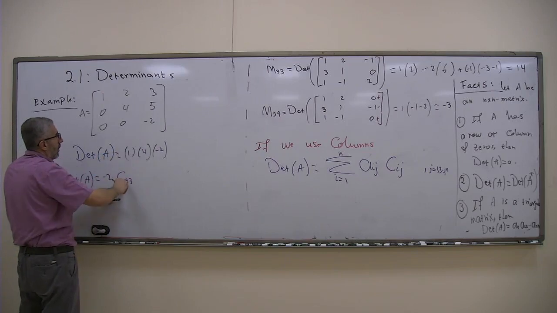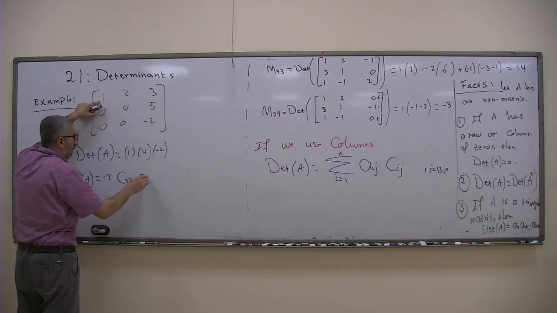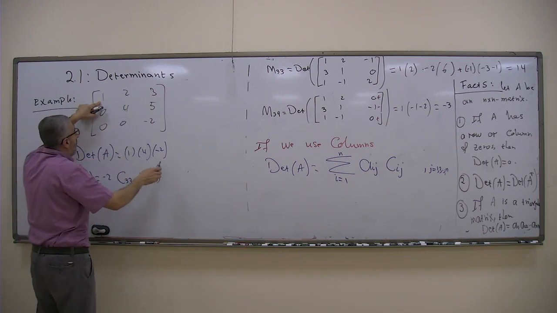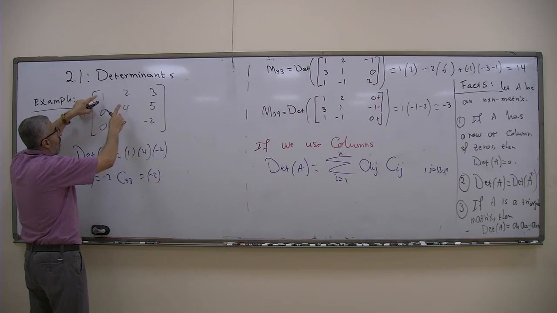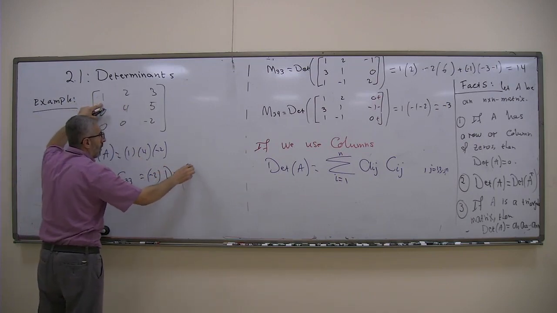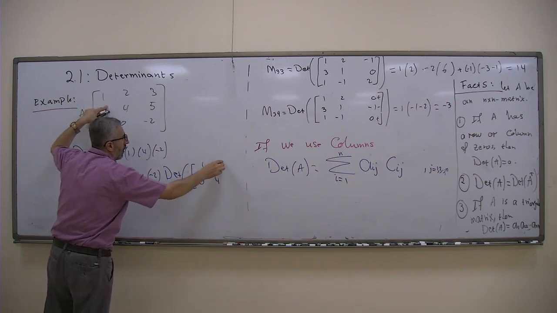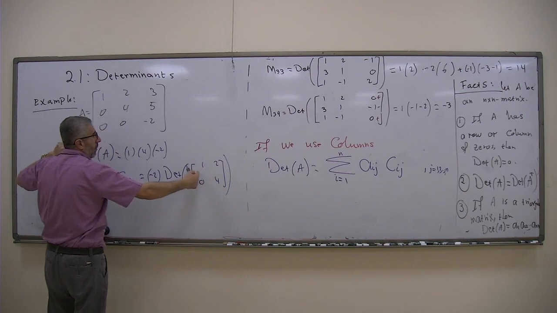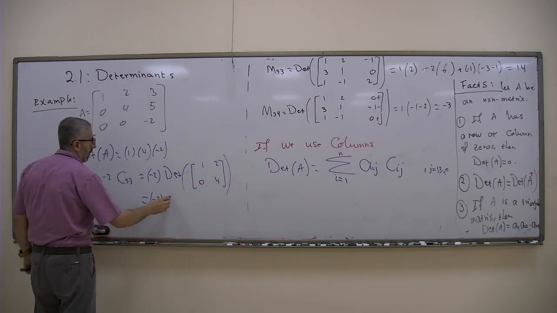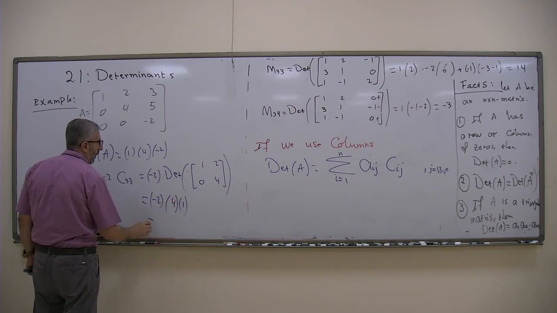This is C33. You cover this, you cover this. So that is going to be -2 times the determinant of this: 1, 2, 0, 4. Again, this is triangular. You do the same thing here. And that is -2 times 4 times 1.